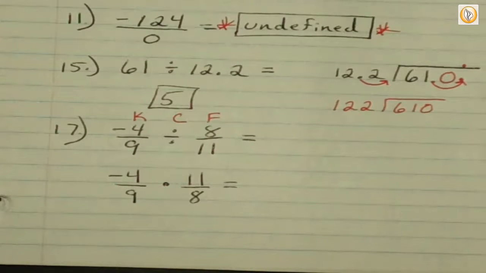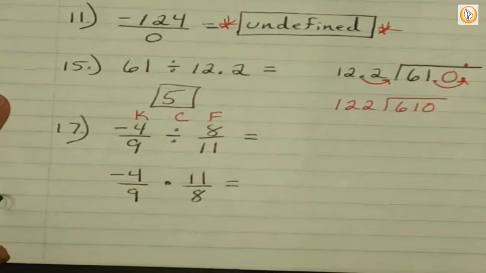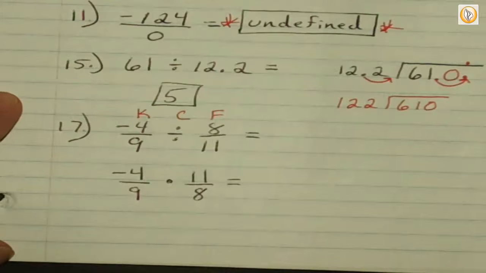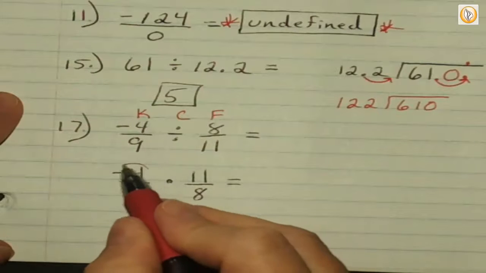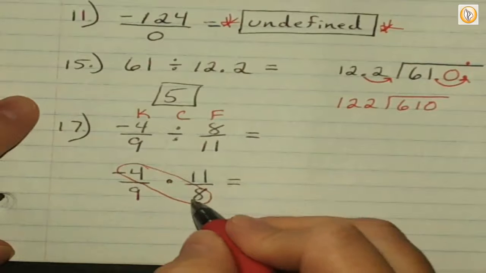Now, we're multiplying, so we just multiply across, right? But can I do any cancellation? Yes, ma'am. Which ones? 4 and 8. 4 and 8. What number goes into both?